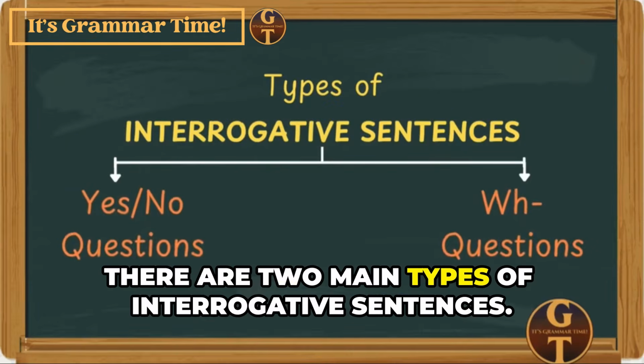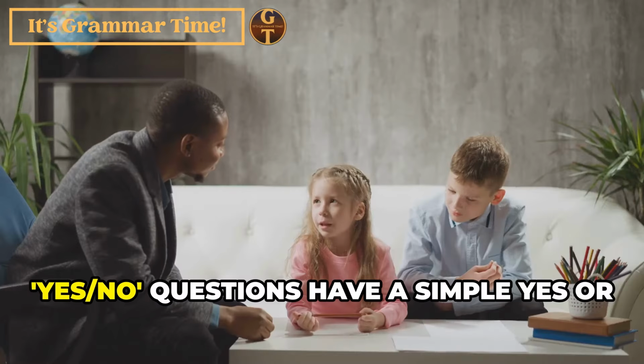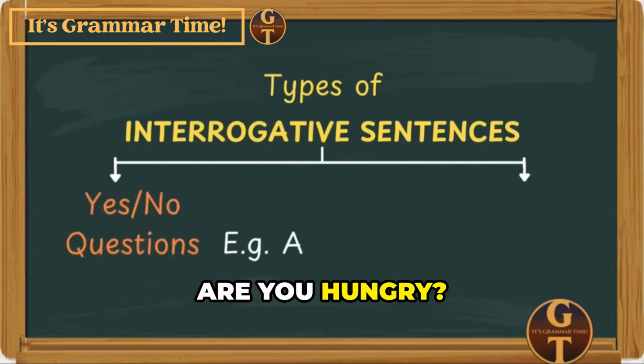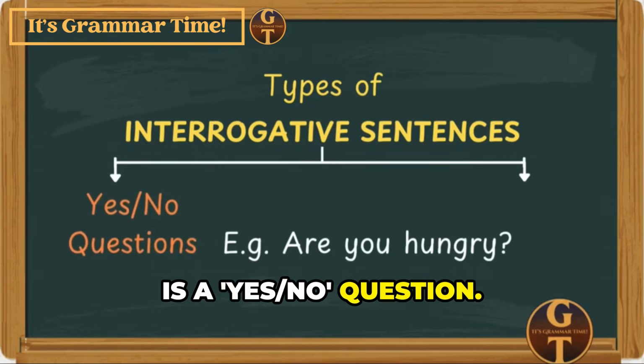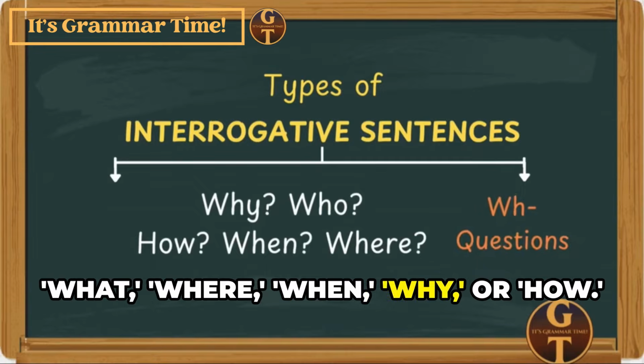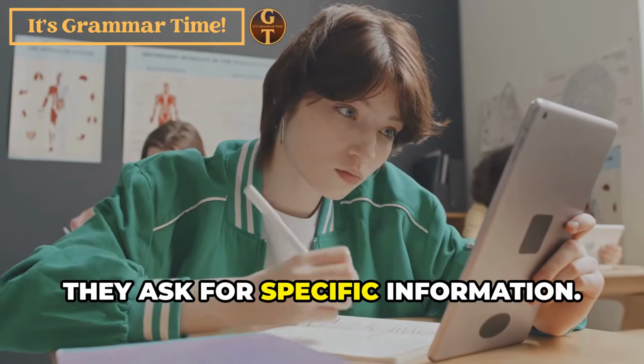There are two main types of interrogative sentences. Yes-no questions have a simple yes or no answer. "Are you hungry?" is a yes-no question. Wh-questions start with words like what, where, when, why, or how. They ask for specific information.